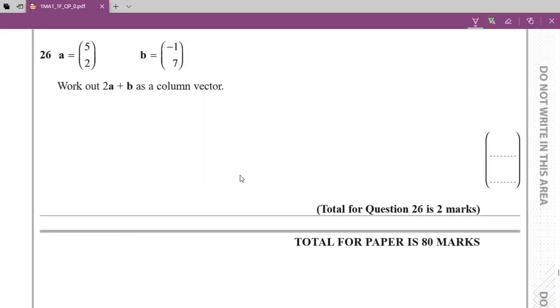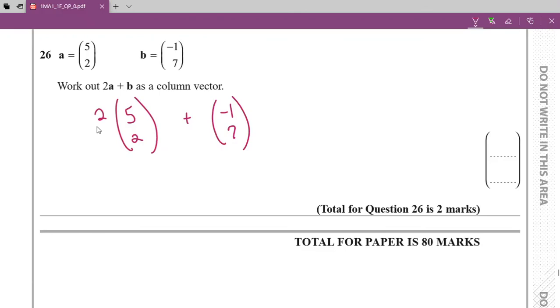And the last question. We have a column vector 5, 2 for A, and for B, minus 1, 7. And now we need to work out 2A plus B as a column vector. What you do here is say 2A, where A is a column vector. I'm going to write it up here, 5, 2, add vector B, which is minus 1, 7.